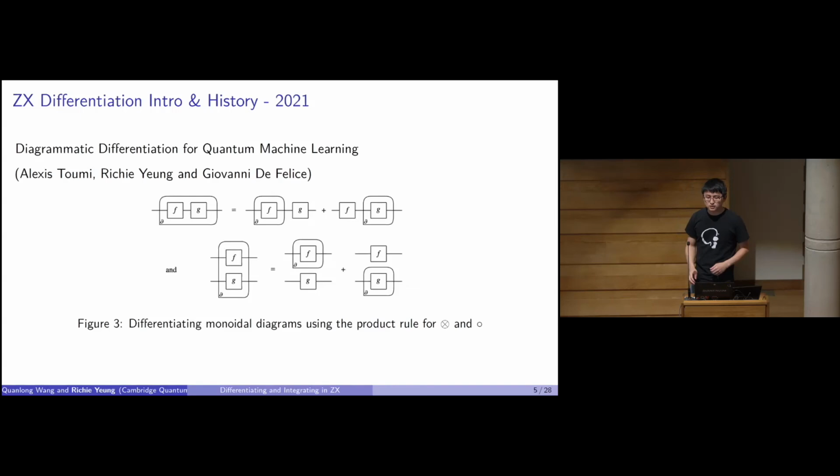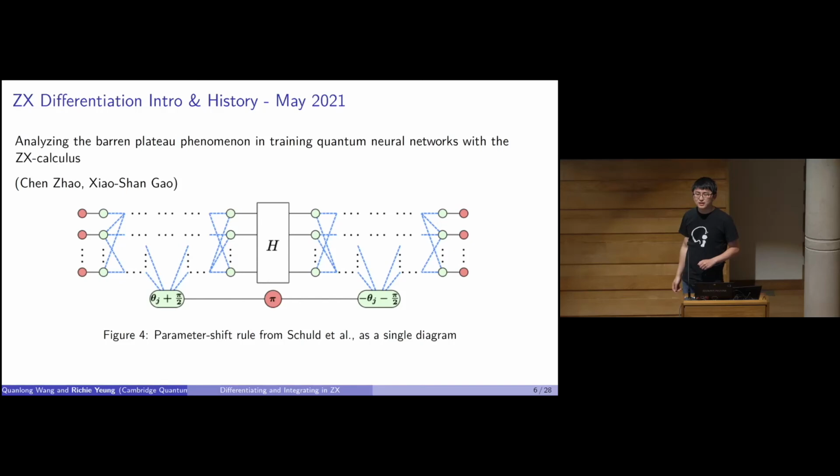Chen, Zhao and Gao Xiaoshan realized this, and they started doing this for parameterized quantum circuits. Specifically, they derived a rule on how you differentiate a diagram with a single instance of theta j. And if you double the diagram in the expectation of a Hamiltonian, you can differentiate a diagram with a single occurrence of theta j and a single occurrence of minus theta j. In fact, you can interpret this as the parameter shift rule by Schuld et al., PennyLane, and Xanadu, as a single diagram. So if you decompose the red spider here, the red pi, into the outer products of 0,0 and 1,1, you'd in fact get the parameter shift rule.